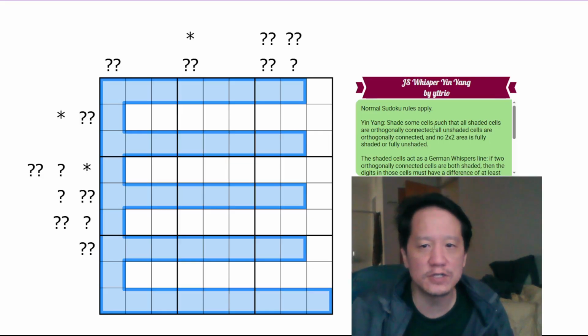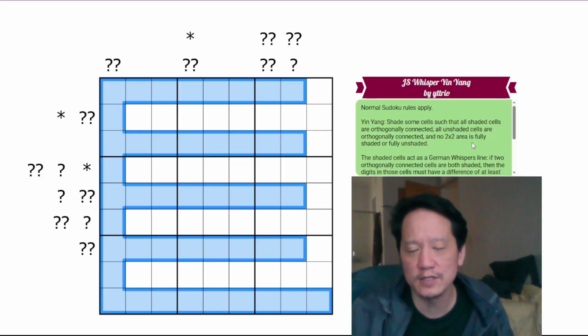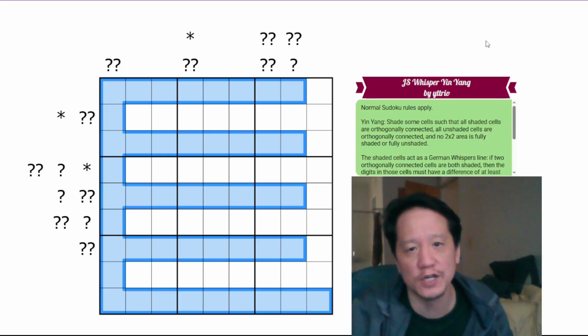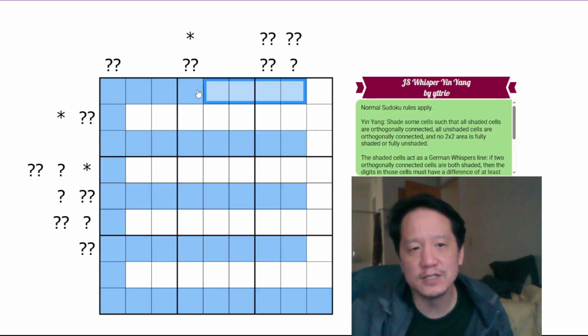Shade some cells such that all shaded cells are orthogonally connected, all unshaded cells are orthogonally connected, and no 2x2 area is fully shaded or fully unshaded. So this is an example of a valid yin-yang shading.